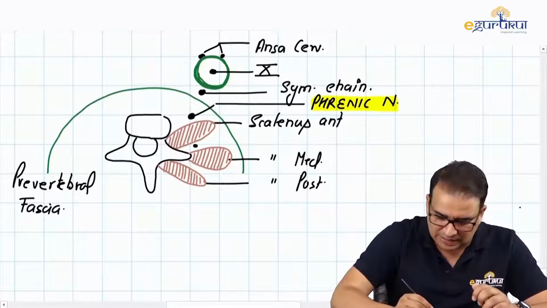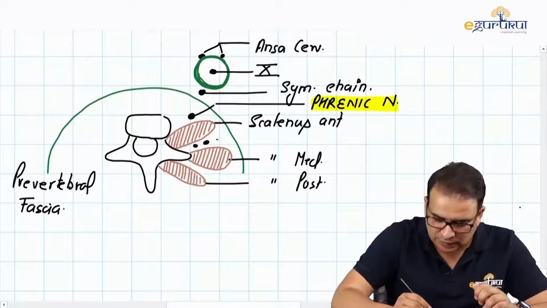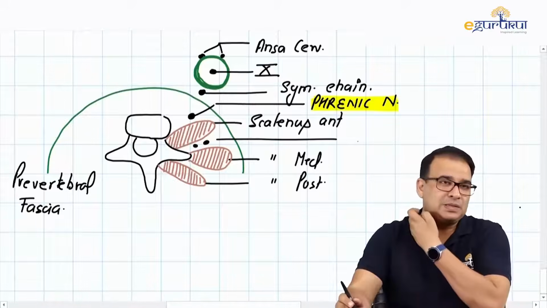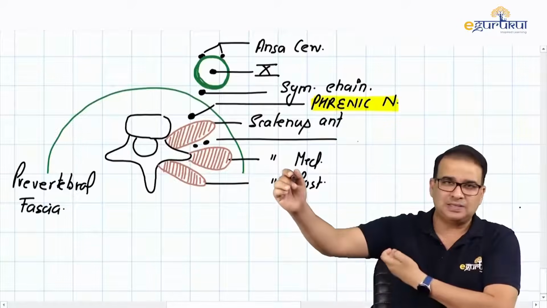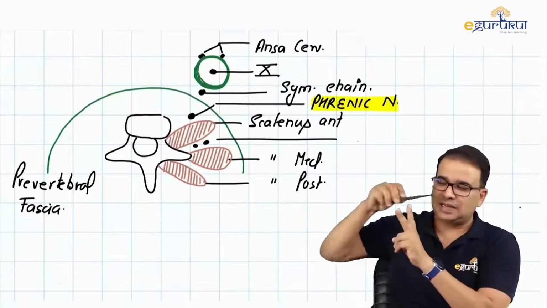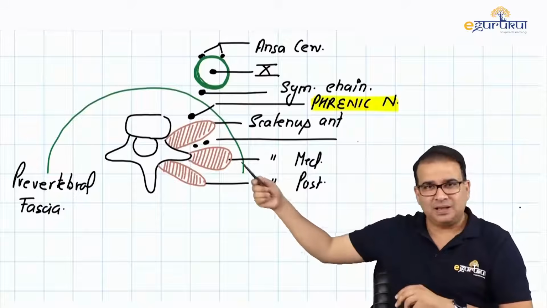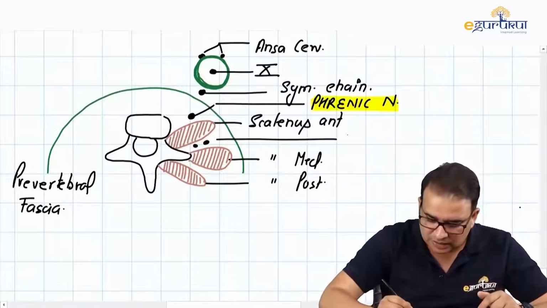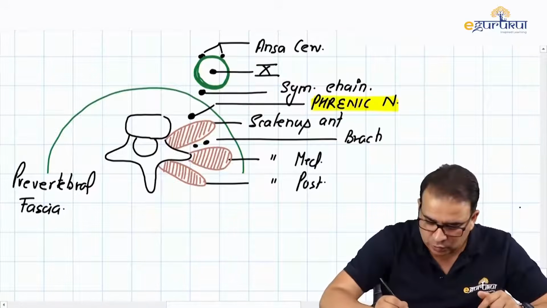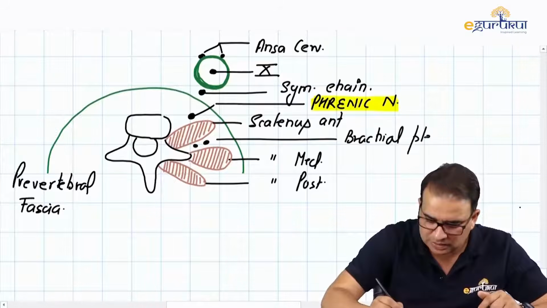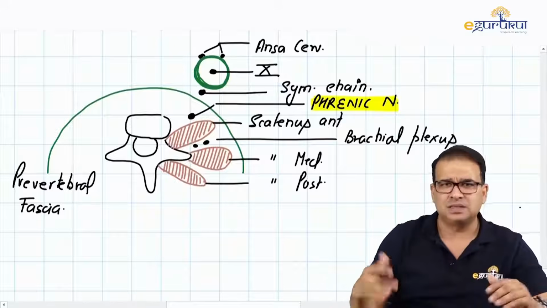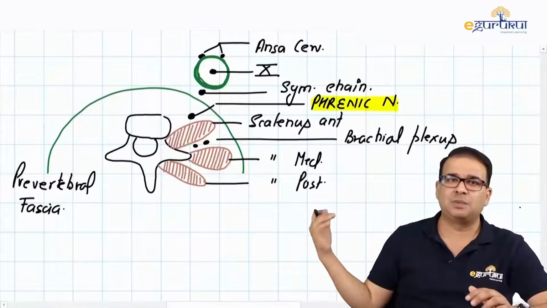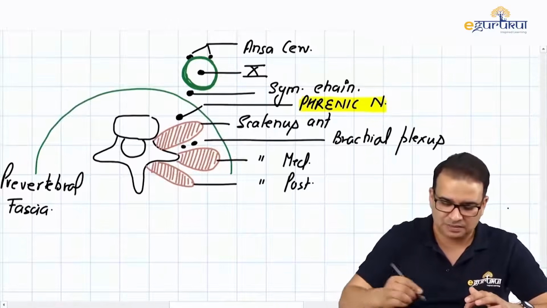Between scalenus anterior and scalenus medius, what do you expect to see? The entire brachial plexus. When the brachial plexus leaves the neck region and goes into the axilla, it obviously goes between the scalenus anterior and medius only. Even the subclavian vessels go the same way. So the nerves we are talking about here are the roots which form the brachial plexus. You can simply say cervical nerves C5, C6, C7, or in simpler terms, brachial plexus roots are the ones coming out between scalenus anterior and medius.